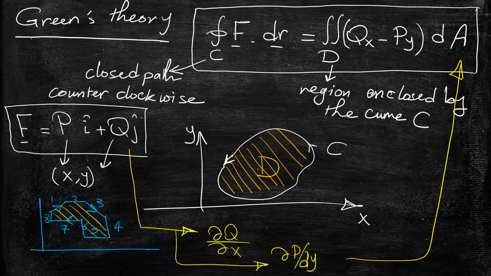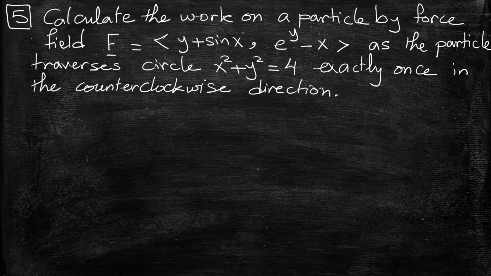Let's see a quick example on this to illustrate the benefits of this theorem. Here it's required to calculate the work done on a particle by a force F, and this F is given with this vector right now, as the particle traverses the circle x squared plus y squared equal to 4 exactly once in the counterclockwise direction. So here we have the circle, which is x squared plus y squared equal to 4, and the particle is moving along this one counterclockwise.